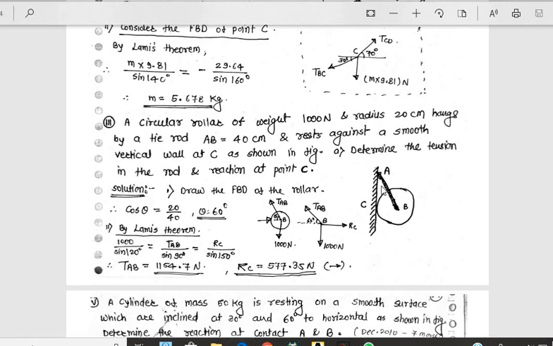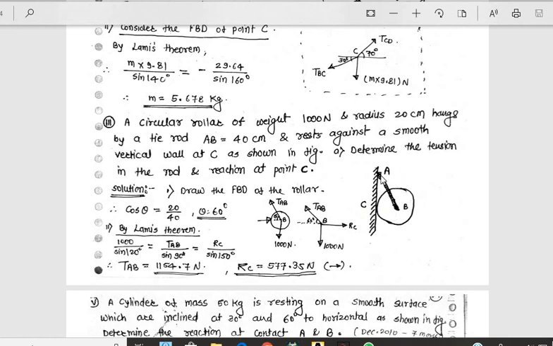So first of all we have to think about the free body diagram of this. How many forces are acting on that? The weight of this cylinder is given as 1000 Newton, acting vertically downward. Then at point C there is a contact between the wall and the cylinder, so a normal reaction comes, RC or NC, depending on what notation you are using.